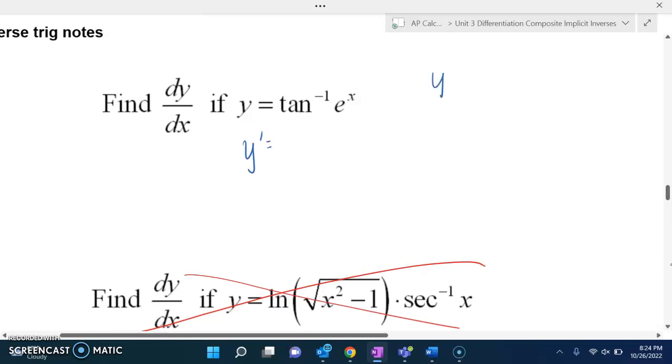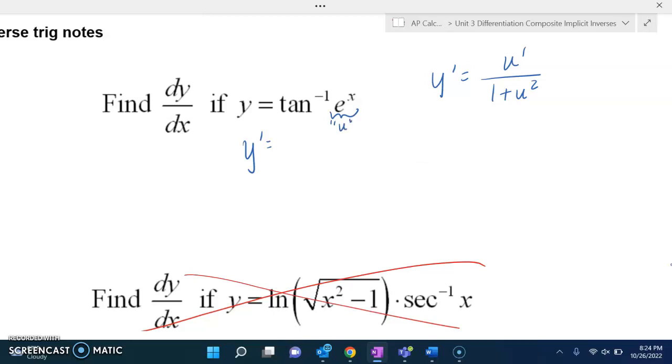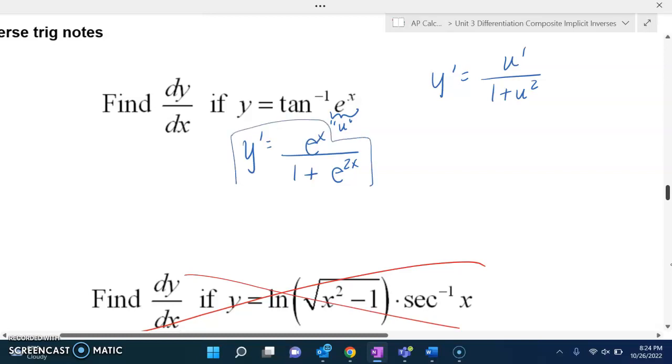All right, tan inverse of e to the x. So we saw above that the derivative of tan inverse is u prime over 1 plus u squared. So once again, e to the x is my u. So I'm going to have 1 plus, I'm going to square e to the x. If I square e to the x, that's the same as e to the 2x. And then the derivative of u, which is e to the x, goes up top. That's just e to the x. Done and done. So once you know the formulas of these, they're really not that bad.